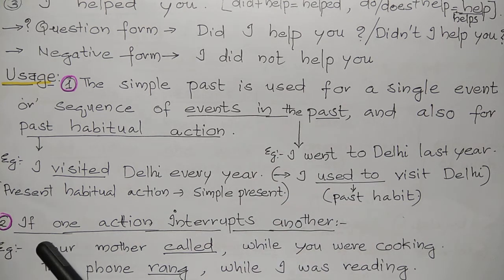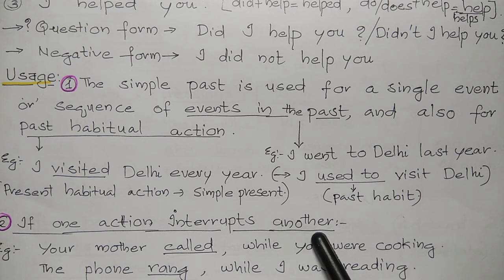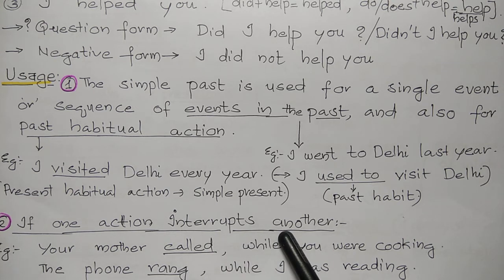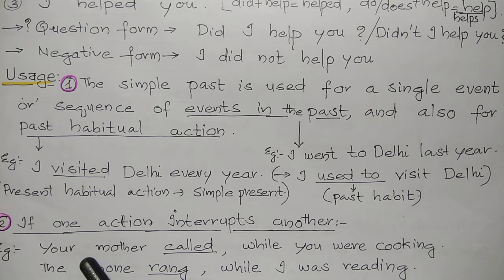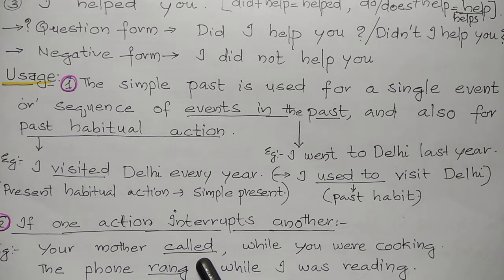The second one is if one action interrupts another. One action is going on and in between something interrupts it. In such a situation we use simple past. Your mother called while you were cooking. So this action was progressing. You were cooking, and at that time it happened. Your mother called. So there also we use simple past. This is the V2 form of call.